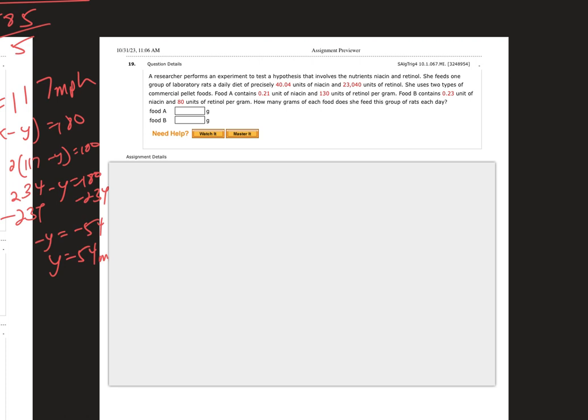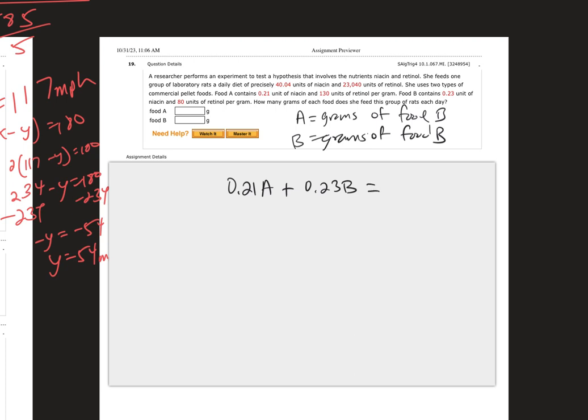We are looking at trying to create things based on food A and food B. So A is going to be grams of food A, and B is going to be grams of food B. And we can say right now, if we're looking at niacin, we know that for food A, it has 0.21 grams of niacin, and food B has 0.23 grams or units of niacin, and that our goal for niacin is to have 40.04 units. So we're going to leave that there.